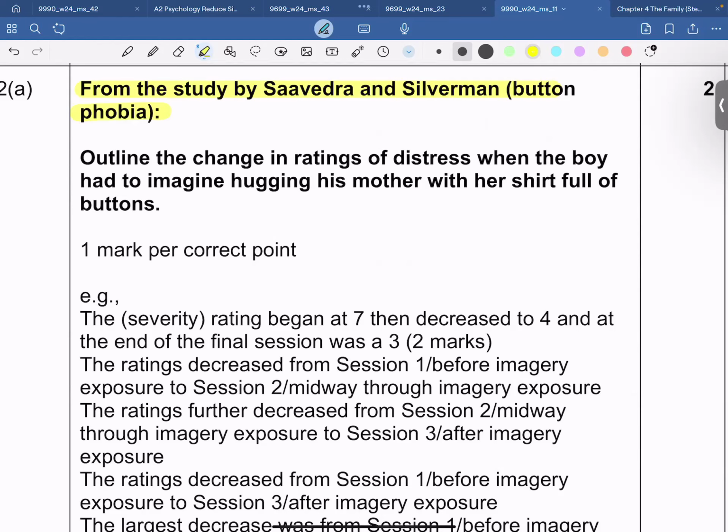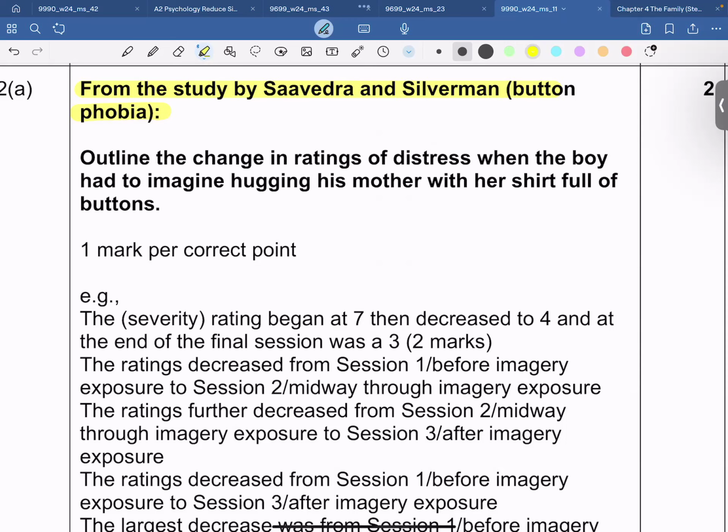The study by Saavedra and Silverman was conducted in 2002. This study focused on a case of button phobia, which is an example of specific phobia. This was about a young boy and the effectiveness of exposure therapy in treating that young boy. The aim was to examine the effectiveness of exposure therapy, which included imagery exposure, in treating this boy with an extreme phobia of buttons. He was 9 years old and was diagnosed with a severe phobia of buttons that interfered with his daily life.